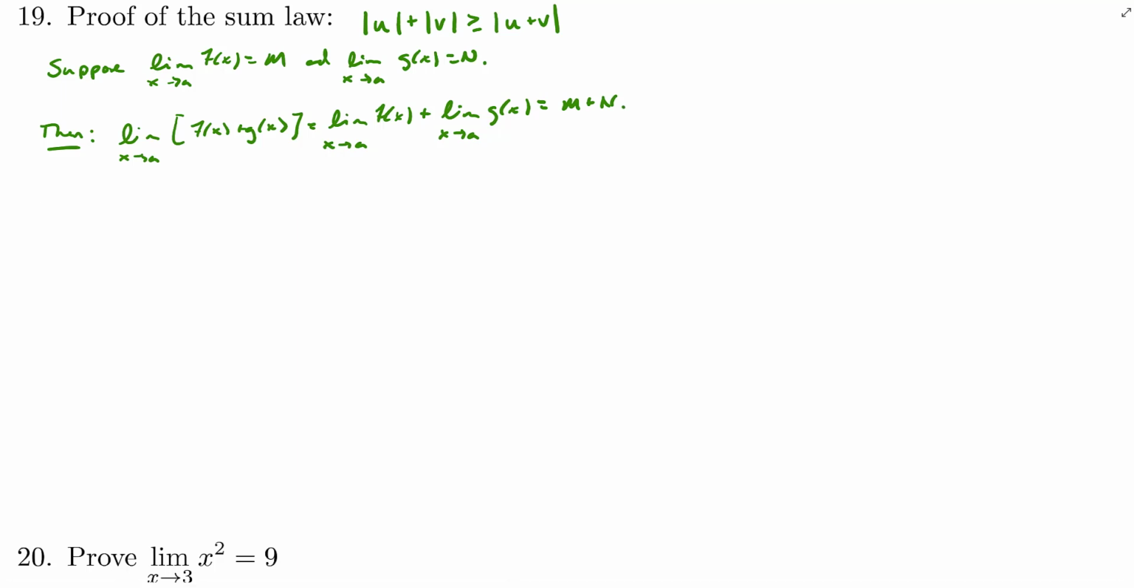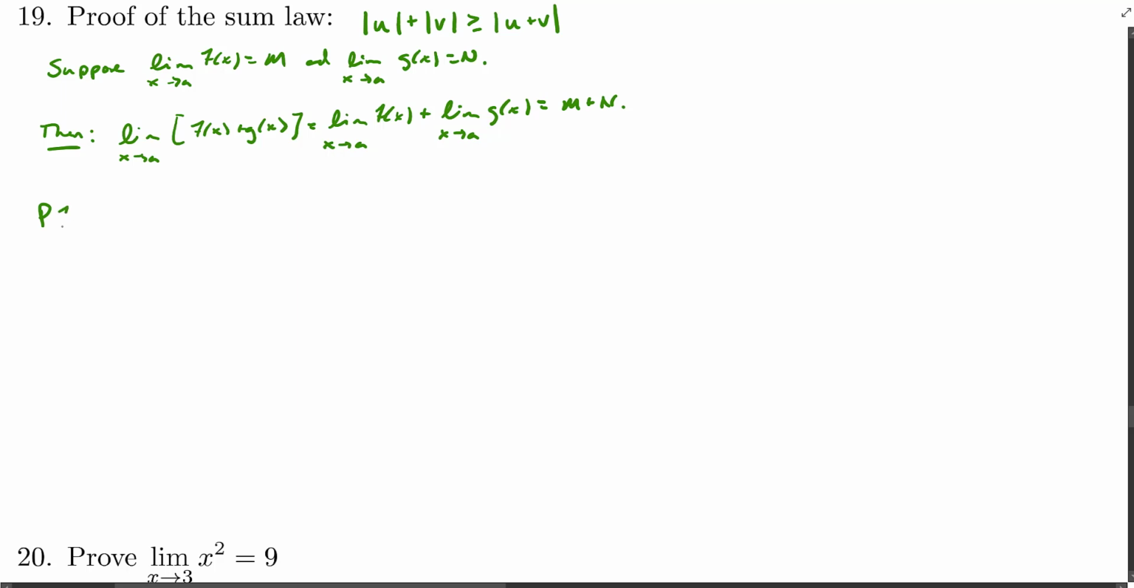Rather than doing the scratch work for this, I'm just going to jump straight into the proof. This is why it's a little bit different than the ones I'm asking you to do on your own. We'll say, let epsilon greater than 0 be given. So we're assuming we've got some tolerance that we want to get our y values within.